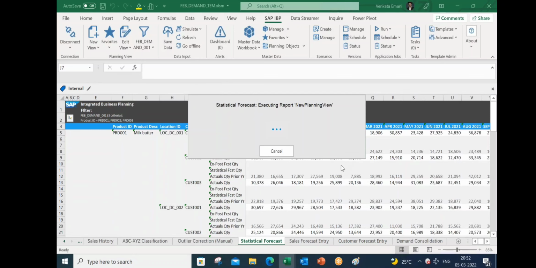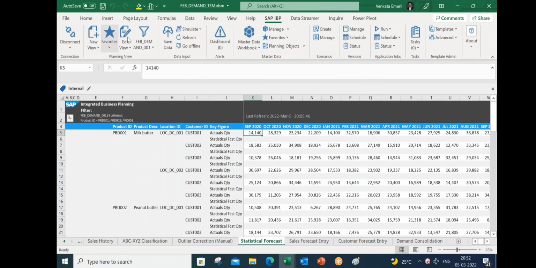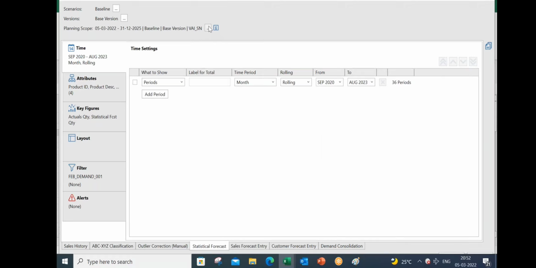I will change this to weekly buckets because we are generating forecast in weekly buckets, right? So I'll go here. What I have to do is select week. Instead of 2026, I'll just give 23 to 24, so that till the end of 23 I'll be having data. Right? Okay.